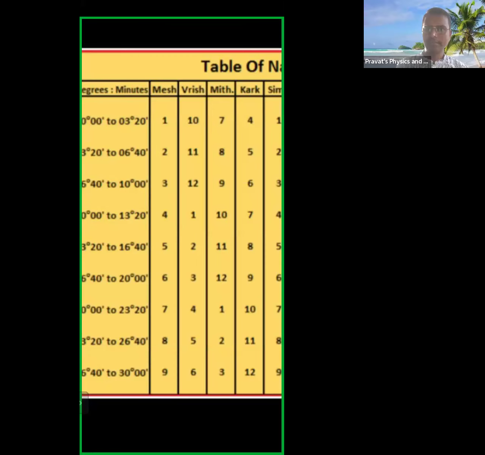And why is it happening? Because there is a calculation of 1, 2, 3, 4, then 9, 10, 11, 12, again 9 places, then 7, 8. So if we know that every first division of a particular sign is associated with this number, then without taking the help of a computer or calculator, you can find out the falling of planets into different signs, isn't it?